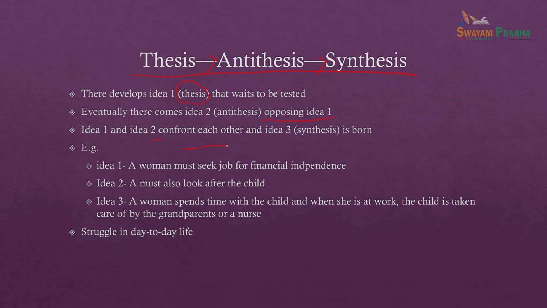So, they confront each other, and idea 3 is born. After I have understood both the ideas, now I have an idea 3. Is idea 3 a completely different idea? No, it is somewhat the sum of idea 1 and idea 2, but there are many things in idea 1 and idea 2 which are not taken in idea 3, and there are many other things included in idea 3 which were not there previously in idea 1 and 2.